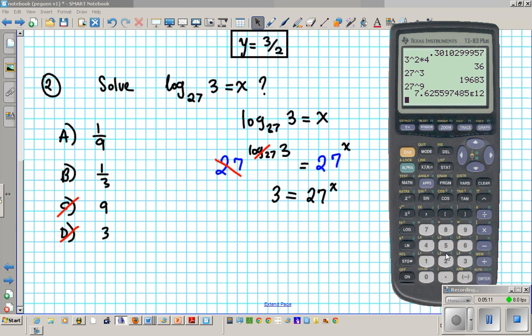What if we have 27 to the 1 over 9? What is that?